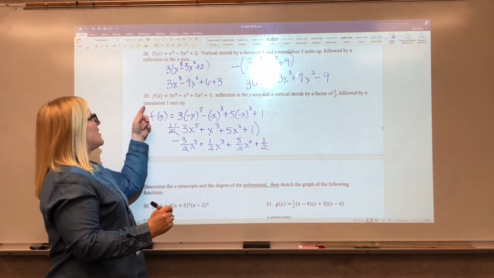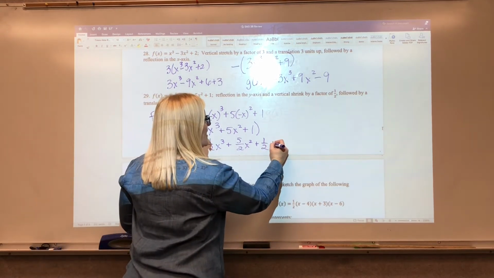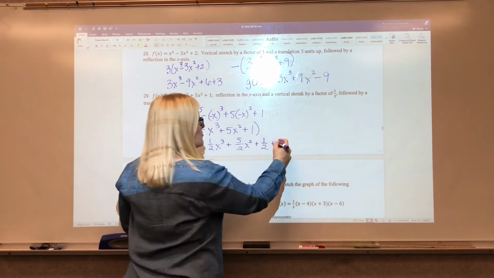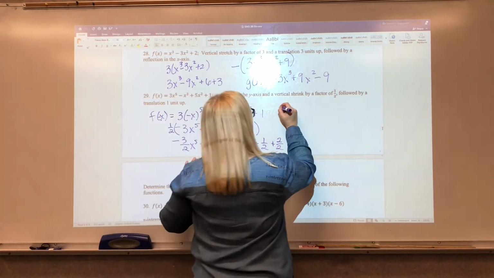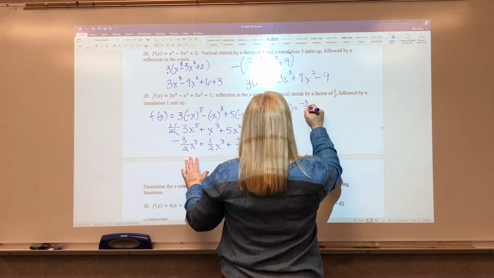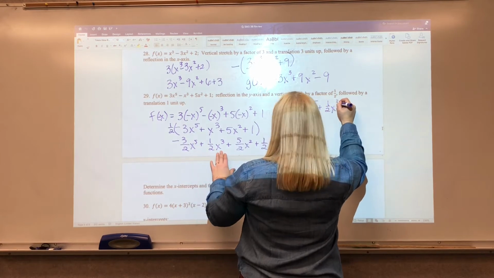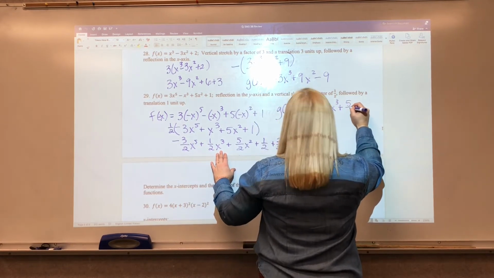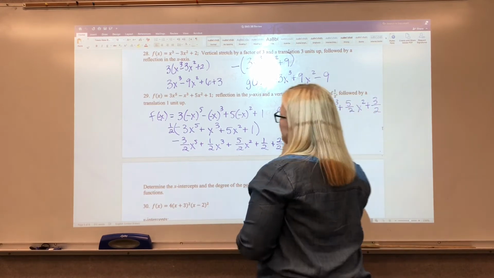Okay, followed by translation 1 unit up. So I'm going to add 1, but I can also write 1 as 2/2, right? Because I need a common denominator. So my final answer is g of x equals negative 3/2 x to the 5th plus 1/2 x to the 3rd plus 5/2 x squared plus 3/2.